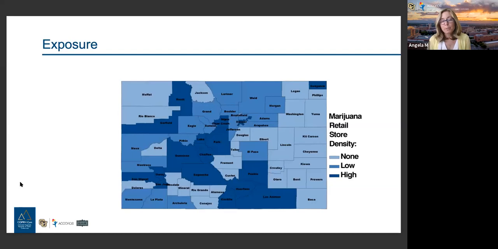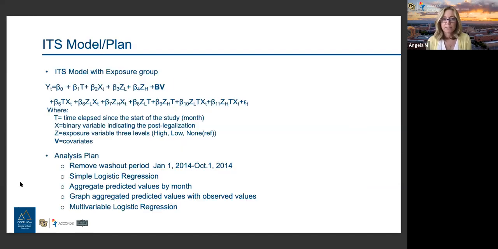All right, this is an idea of what the exposure looked like in 2015. We're going to use the year 2015 to get a good idea of the marijuana exposure for the mothers. The darker colors are the high MOD counties, then the medium ones, low MOD, and then of course the none counties, the counties that didn't have any retail stores, were the lighter colors, and they accounted for about 50% of the 64 counties of Colorado. All right, let's go to the next one.